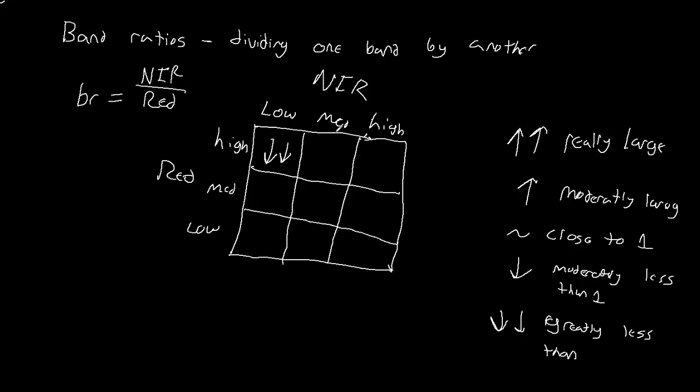Okay. What happens when we have a medium value of NIR divided by a high value of red? Well, this is a little bit bigger than before, but it's still less than this, right? Because this is the medium value and this is the high value. So we would expect this to be moderately low, right? Because it's a moderate number divided by a high number, it's going to be moderately less than 1.